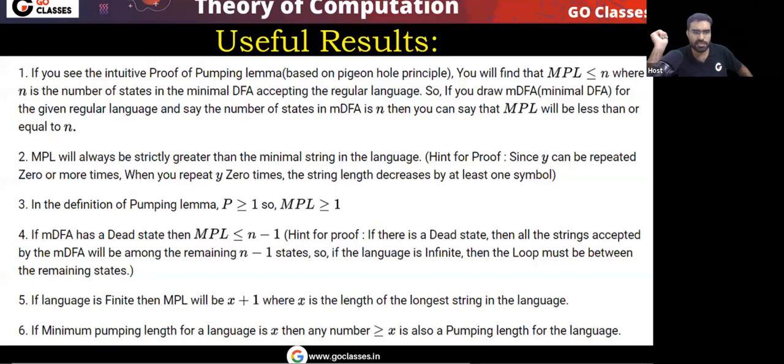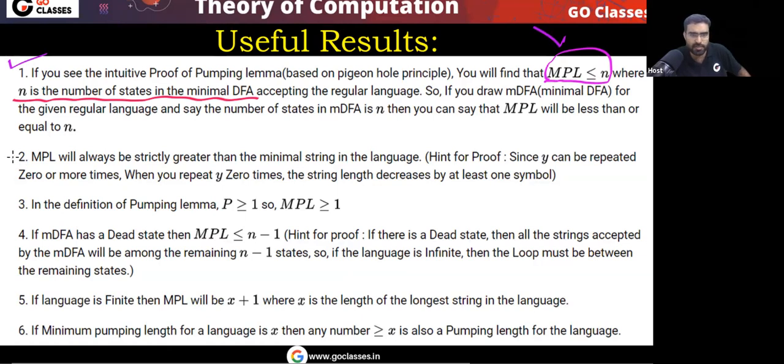Okay, let's move on now. These are the results that we have seen. Let's read them one by one. This first result, are you comfortable with it? The minimum pumping length will be less than or equal to n, where n is the number of states in the minimal DFA. Is this first statement clear? You can notice the minimum pumping length will be less than or equal to n, where n is the number of states in the minimal DFA.